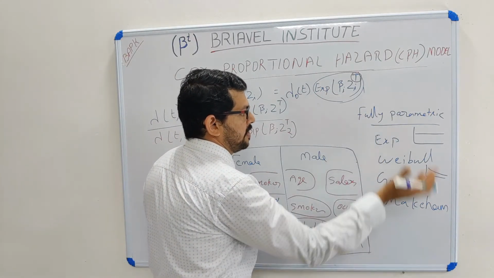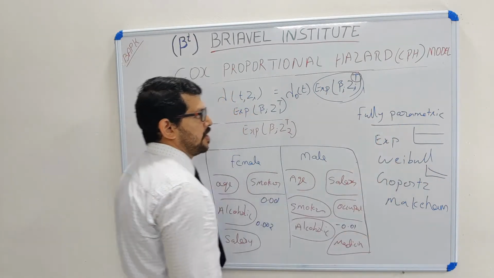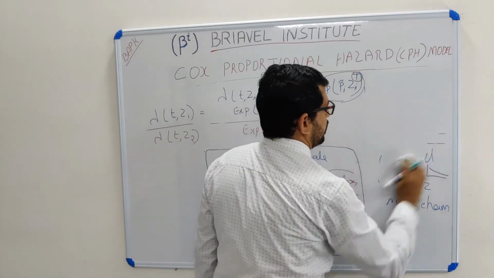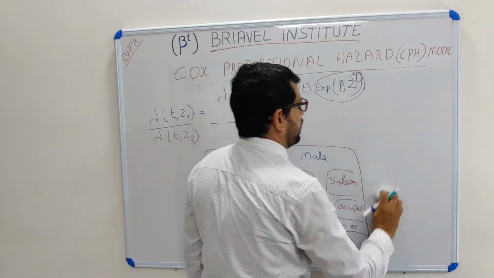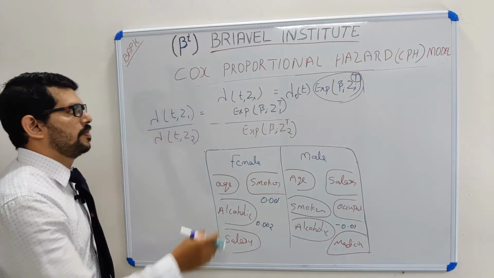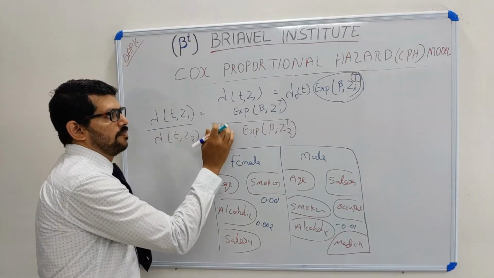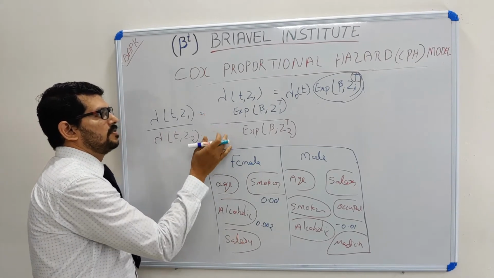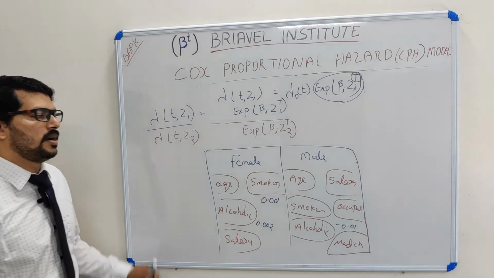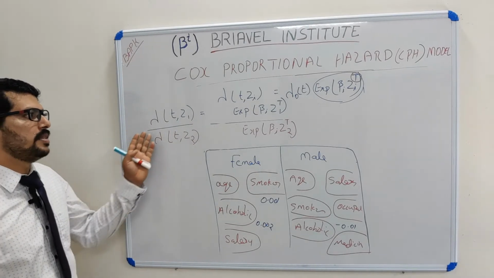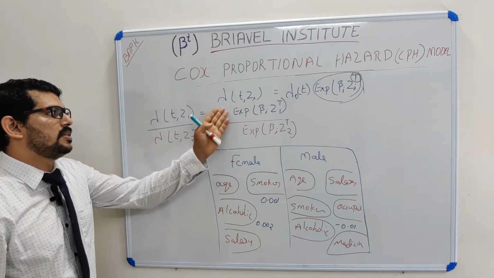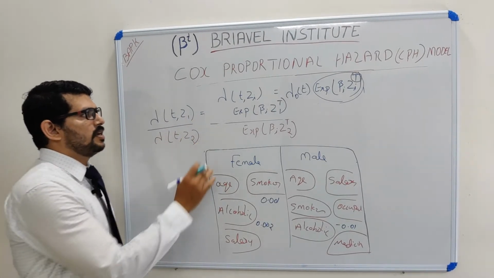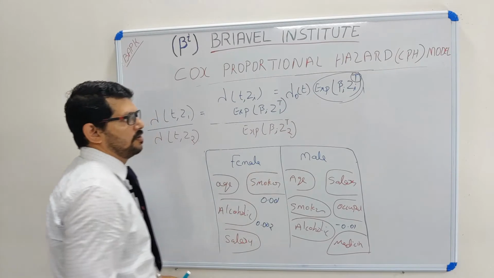We have to take a value and fit it with one parametric distribution. But in the semi-parametric model, we need not fit any model. We are comparing two individuals, so the shape of the baseline hazard does not affect their hazard rate. Whenever we compare the hazard rates, the shape of the baseline hazard does not matter. That is why it is called a semi-parametric model.